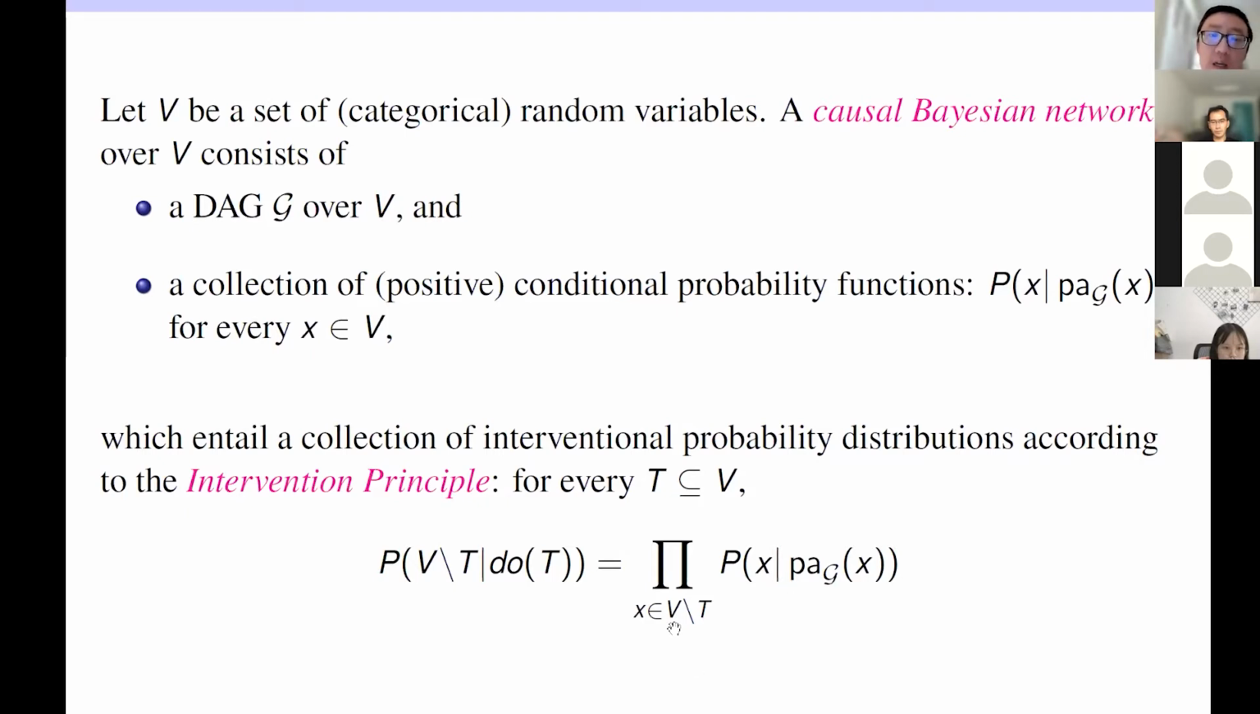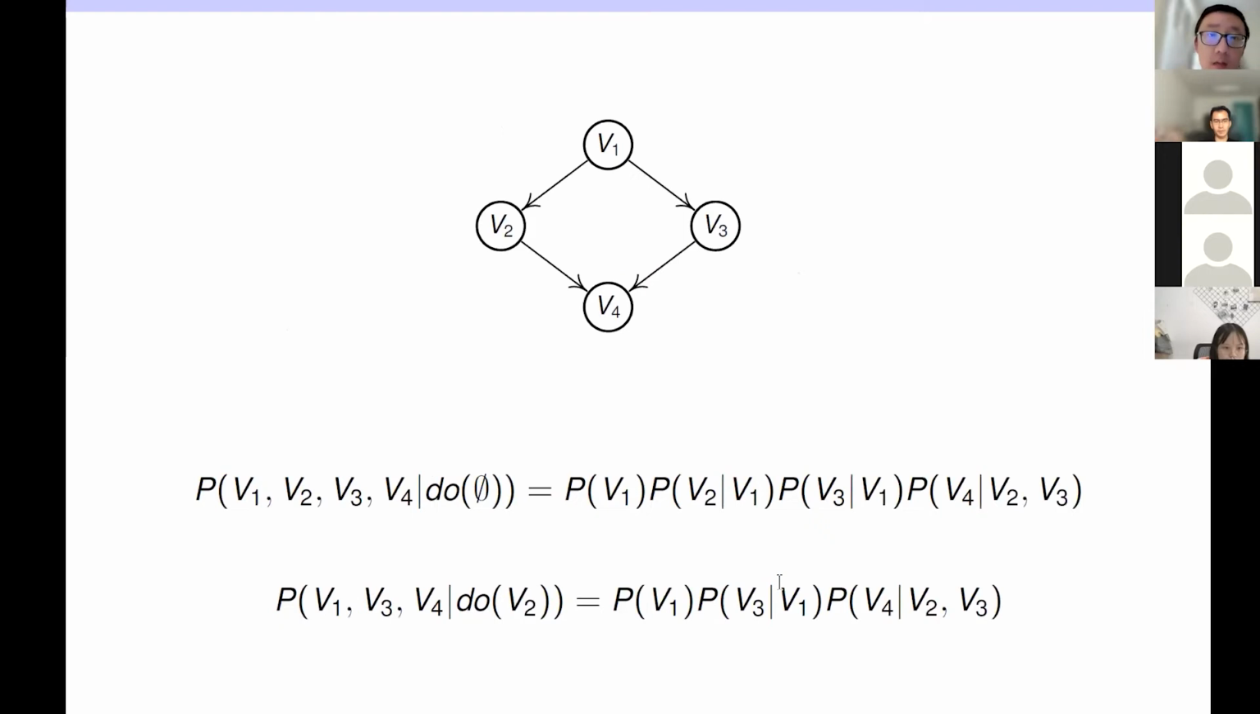You just take the rest of the variables that are not intervened upon, and the conditional probability functions are multiplied. For example, if you have this very simple DAG, then you can calculate all kinds of interventional probability distributions.